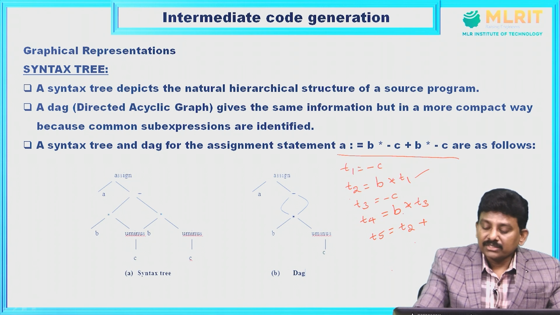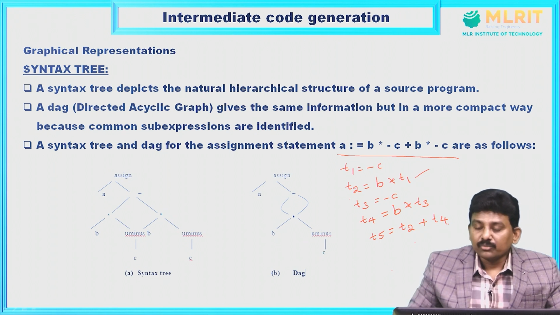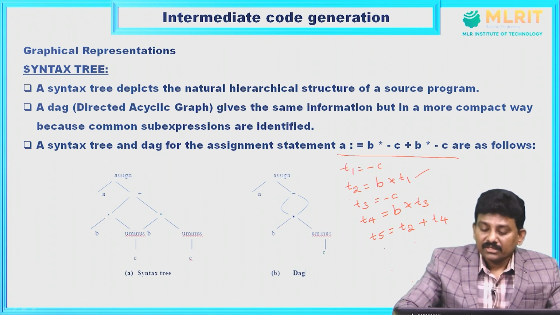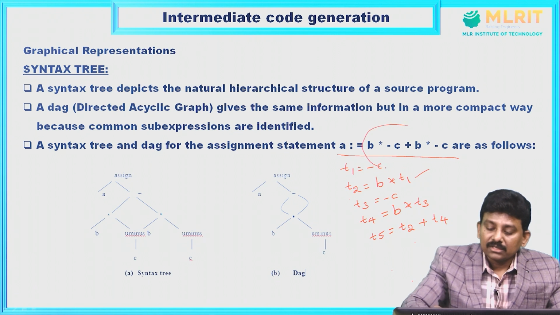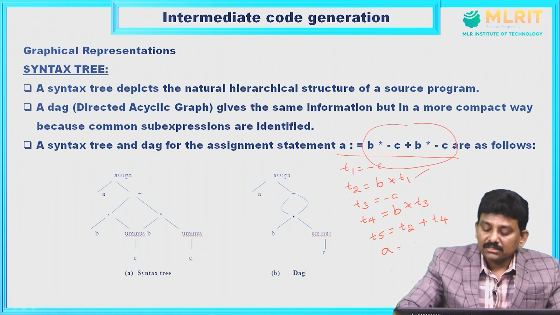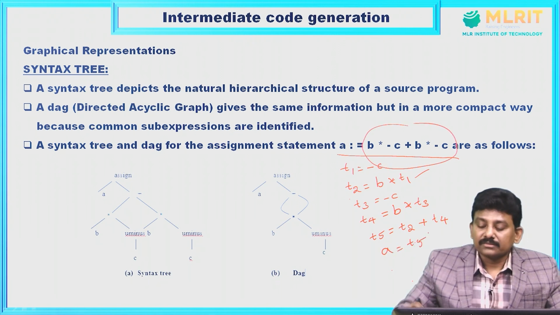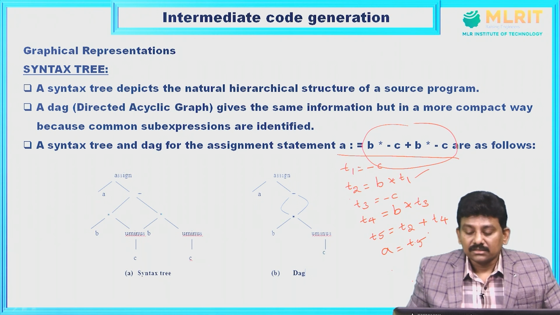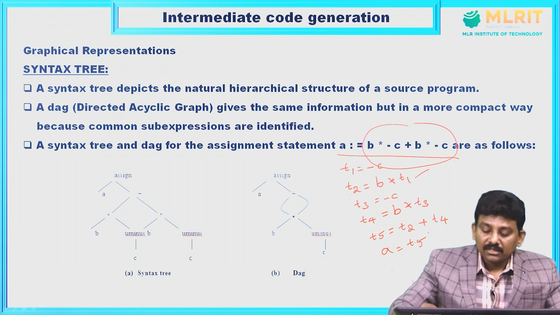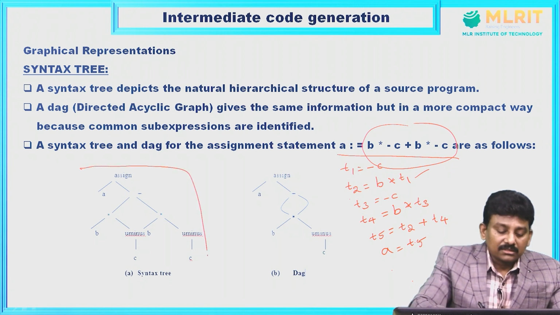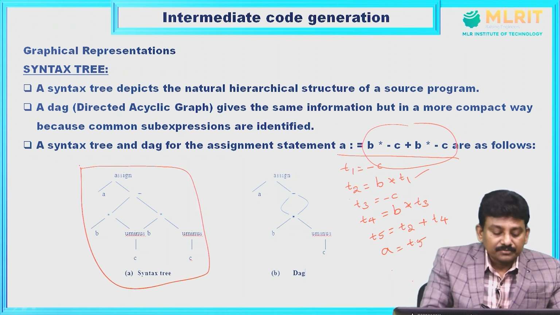T4 representing B star T3, that is B star minus C. T5 is equal to T2 plus T4. Then A is assigned with T5. This is the 3 address statement for the given expression A is equal to B star minus C plus B star minus C. So, from this syntax tree also we can write this 3 address code.